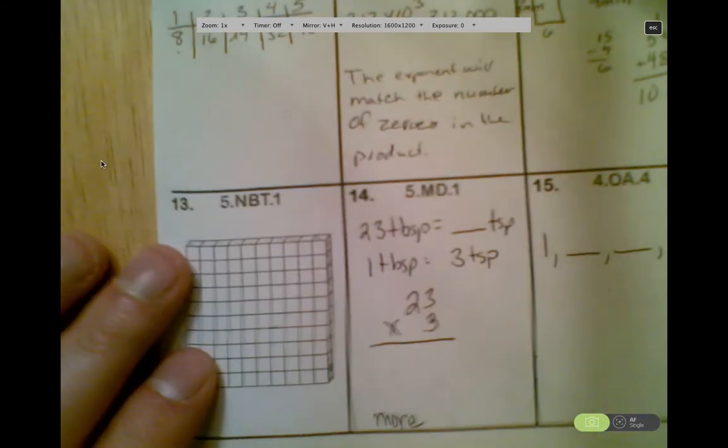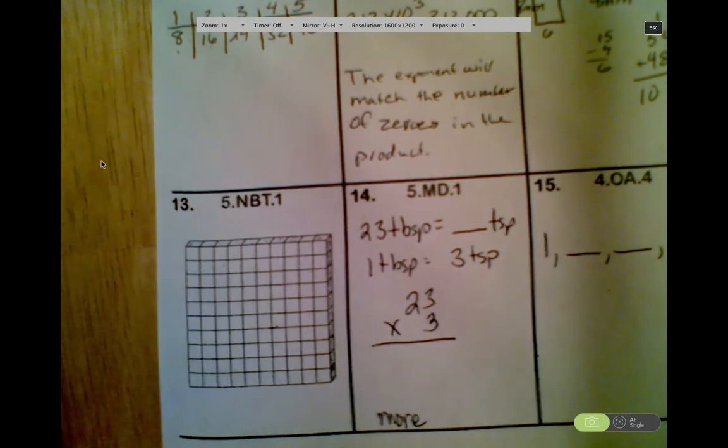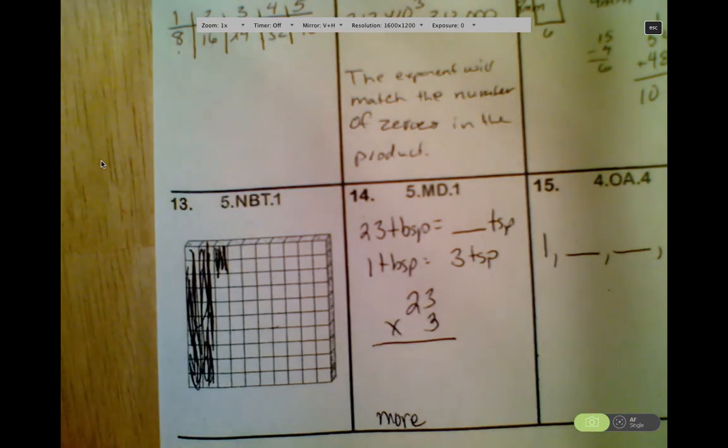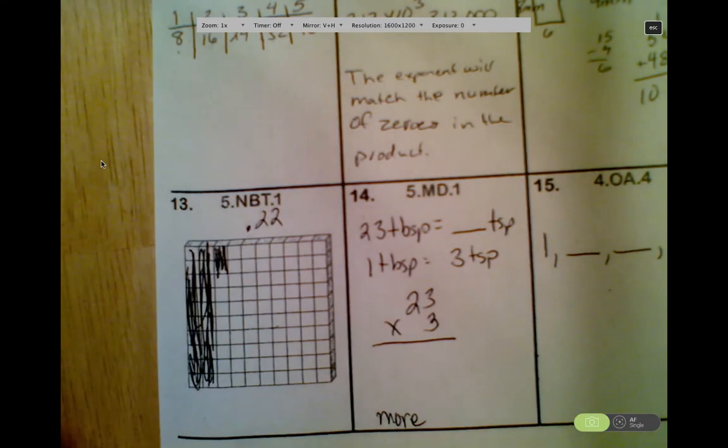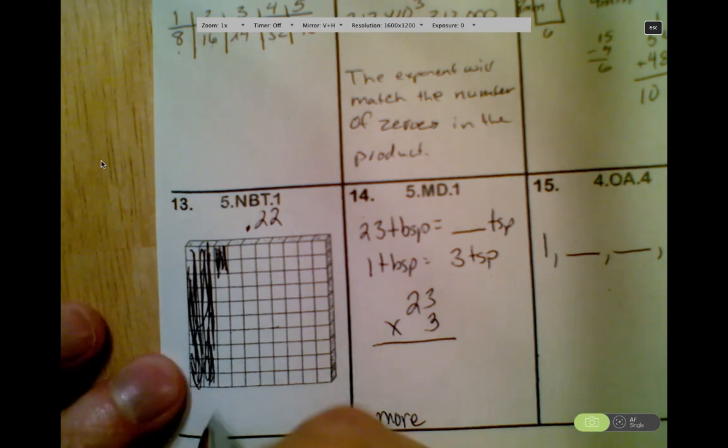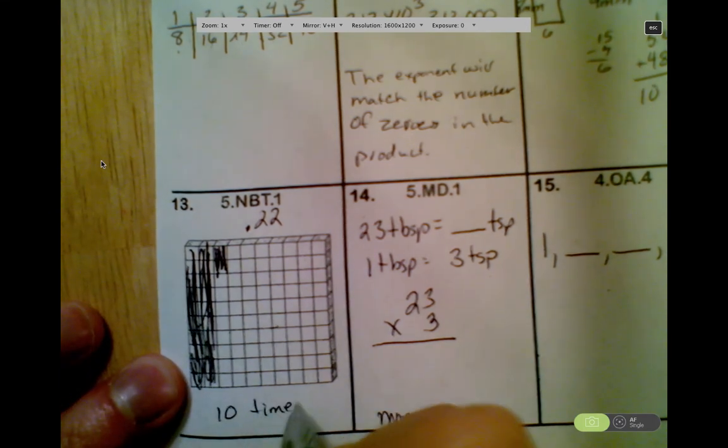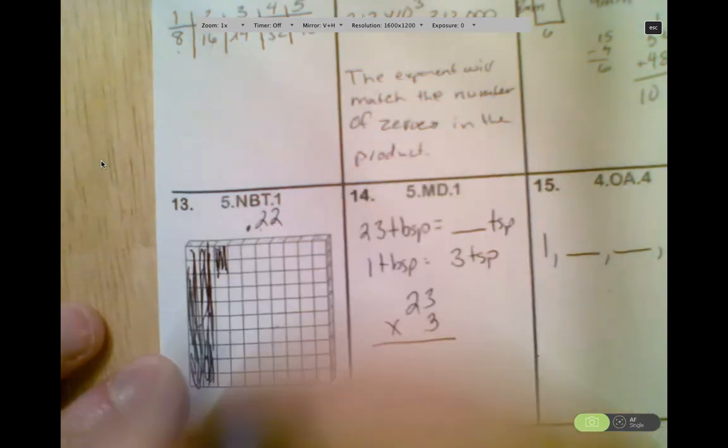13, there's a bunch of things to do here. We got to make sure we do all the things it asks us to do. First, it says shade in 22 hundredths. There's 20 hundredths right there, and I got 2 more. Okay. It says write this fraction as a decimal. That would be 0.22. And then finally, it says the digit in the tens place is how many times as much as the value of the digit in the hundreds place, and that would be 10 times. So it's 1 spot. Every time you move over, 1 spot is 10 times larger.